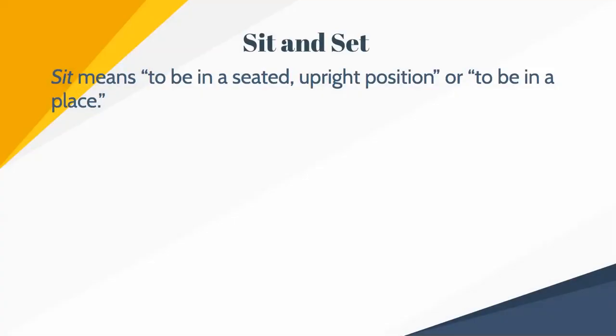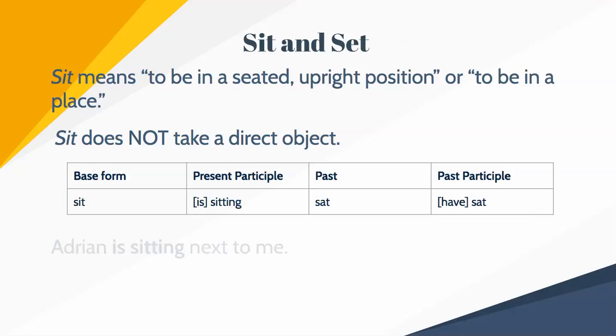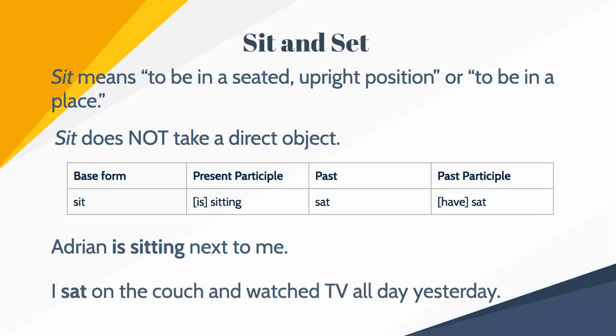Sit versus set. Same idea here. Sit means to be in a seated upright position or to be in a place, similar to lie. Just like lie, it does not have a direct object. Here are your base forms, pretty straightforward. Sit, sitting, sat, have sat. Adrian is sitting next to me, no direct object. I sat on the couch and watched TV all day yesterday.